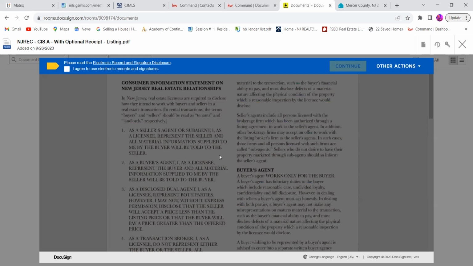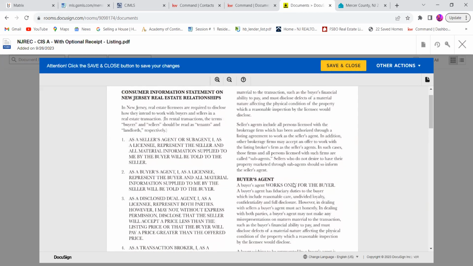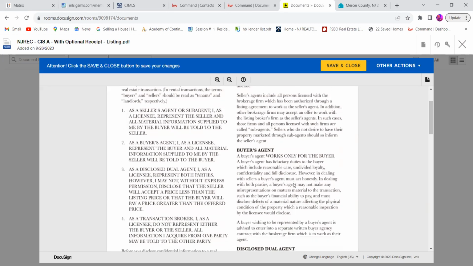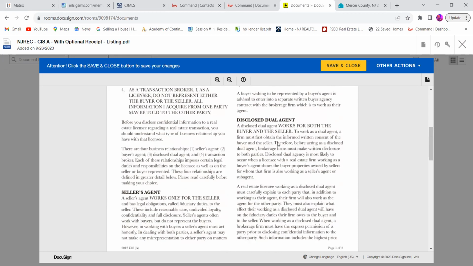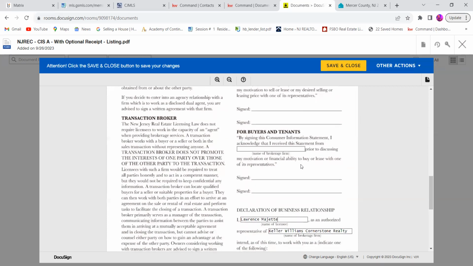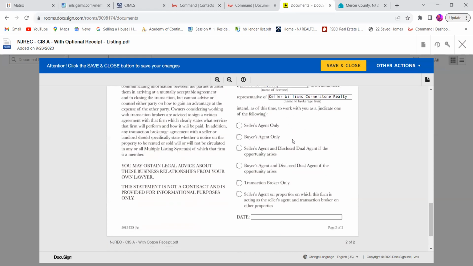Now, this form just establishes your business relationship, your real estate relationship, right? This is just to say, okay, am I working as the buyer's agent? Am I going to be the seller's agent? Am I a disclosed dual agent if the opportunity arises? And you know what? You are. So you would go down here, the declaration of my business relationship, and you're going to hit, which button should I hit?